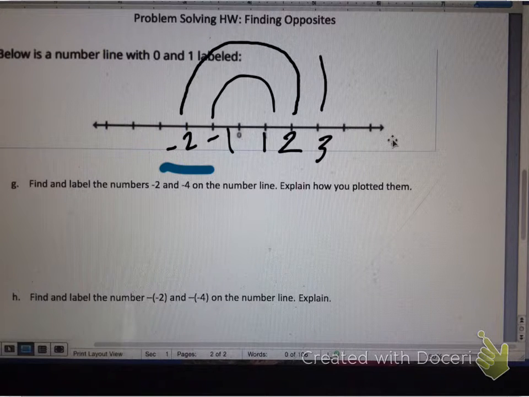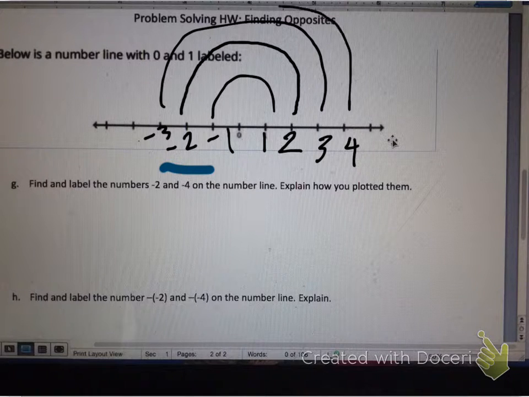We can keep building, we'll put out 3, and then they ask us to put in -4. -4 is over here, so it's the same distance from 0 as 4 is, just on the other side of the number line. So they're opposites.